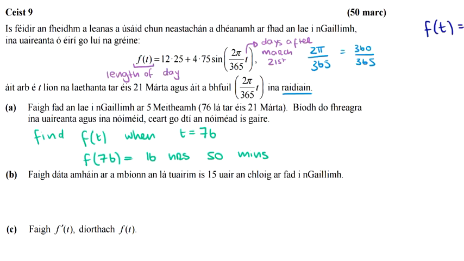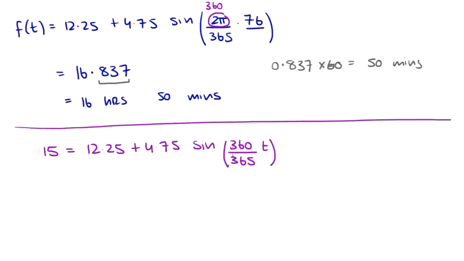The next part asks us to do the opposite really. Find a date on which the length of day in Galway is approximately 15 hours. So they've asked us to find t when f of t is equal to 15. So we're going to let our function be equal to 15 and solve for t. Solving for t, I'm using 360 instead of 2 pi.